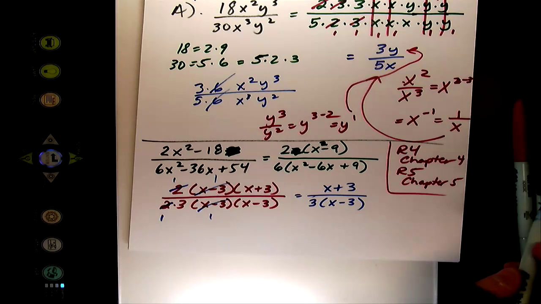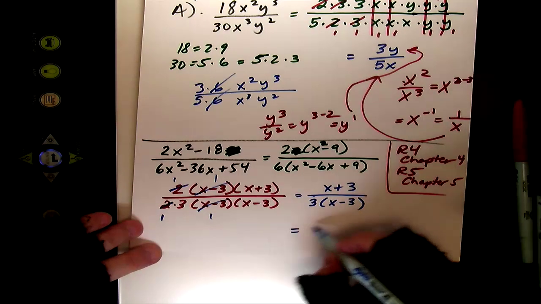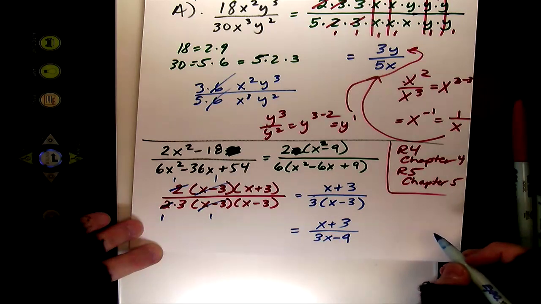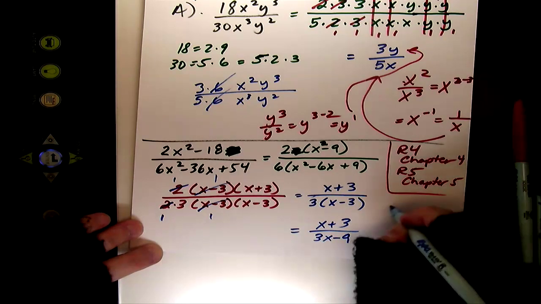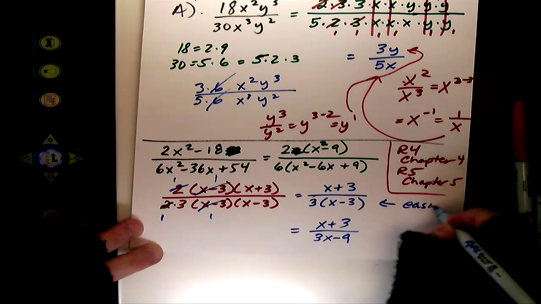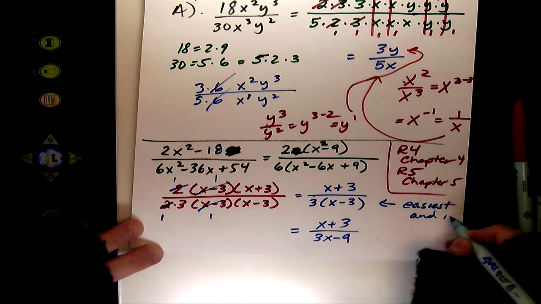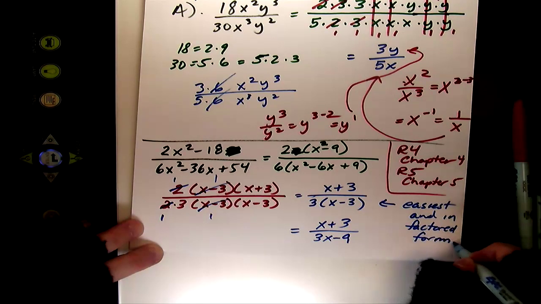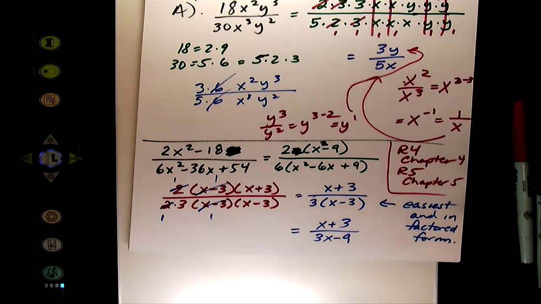So should we put the 3 into that, or no? Or should we? What does that mean? Oh, distribute it? You can do that. You could make this 3x minus 9. I don't know which one Alex is going to take. This is the easiest, and it's in factored form. On a test, I would take the top one, if that's what you really want to know.